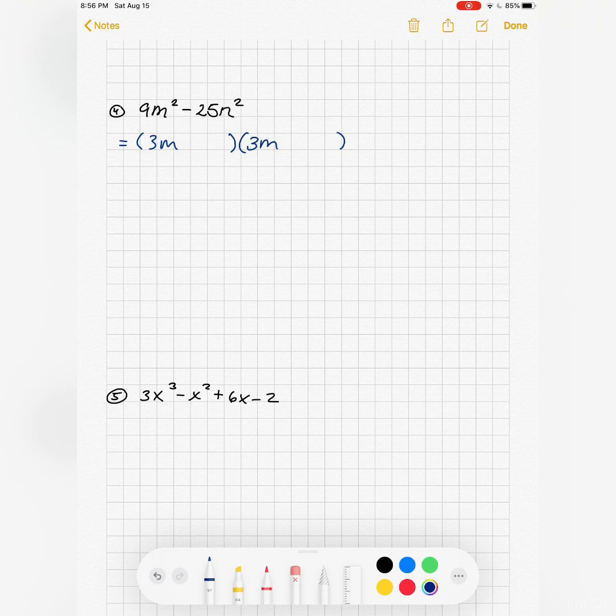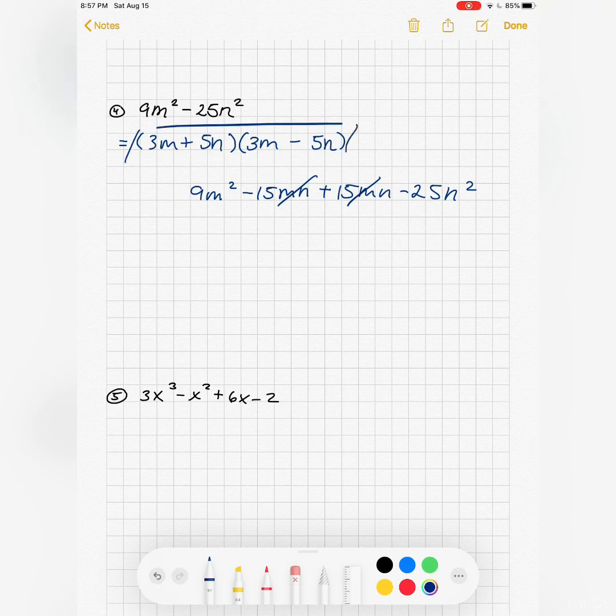Okay, so 25n squared, I need 5n and 5n, right? And then one positive, one negative. Should I double check it? 3 times 3, 9m squared minus 15mn plus 15mn minus 25n squared. And I get back what I started with.